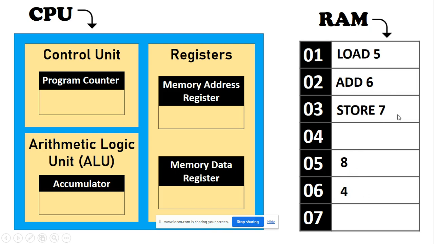And then it's going to store our answer, or our total. It's going to store that into address 7. So that's how our program's going to work. And we're going to look at how the different registers are used as we do that.